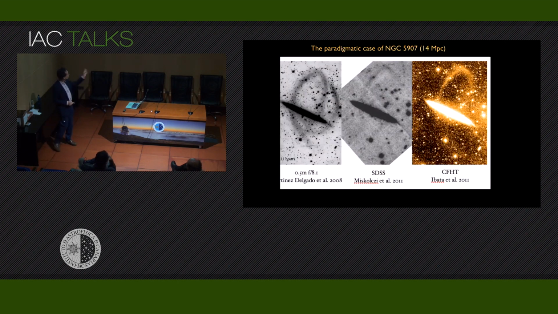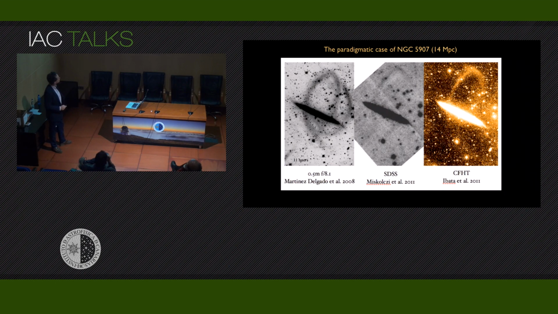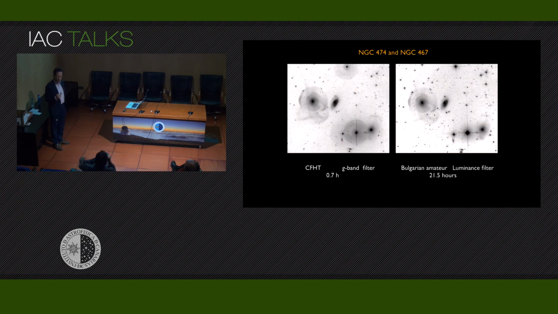Now, we've been trying to do the same thing with different telescopes, and this is a stream detected by David back in 2008, 11 hours with amateur instrumentation. This is the best we can get with Sloan, and this is the best we can get with CFHT. So what? CFHT cannot do as well as an amateur? Yes, because we're limited again by systematics, and the systematics come from the extended PSF. You see, this is the image at CFHT, huge PSF, actually as large as the galaxy itself, and this is what a Bulgarian amateur is doing after 21 hours.